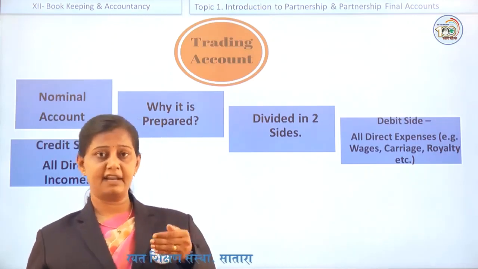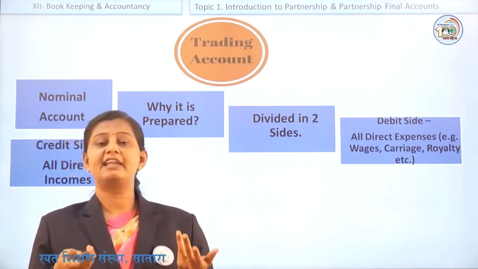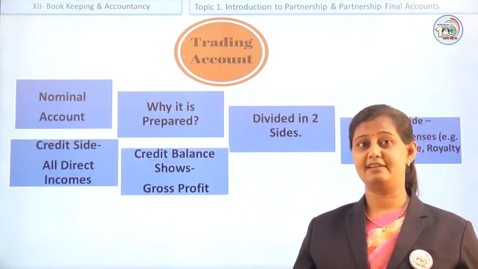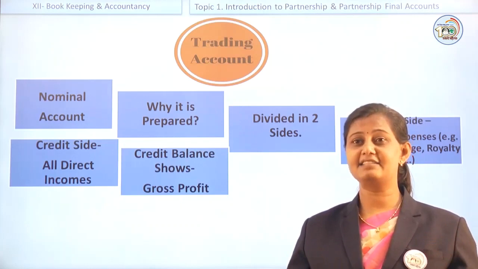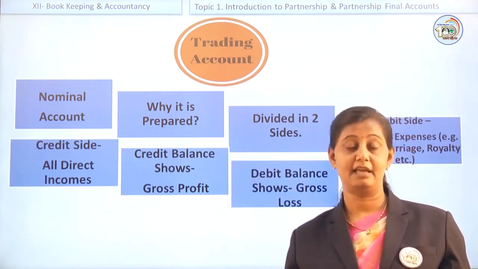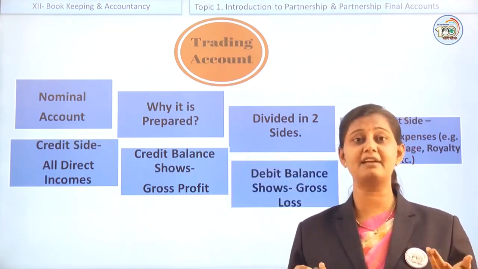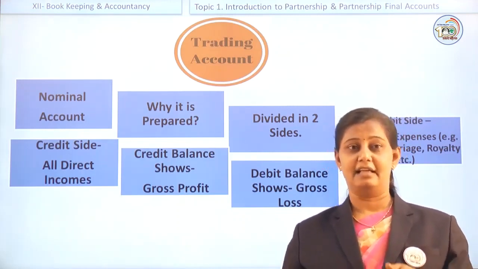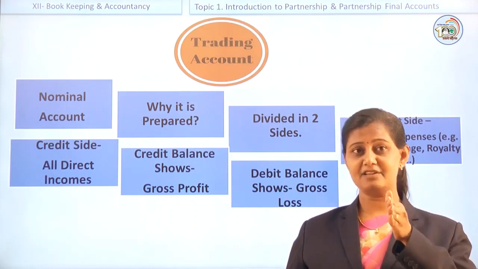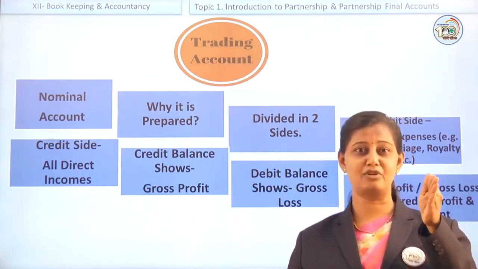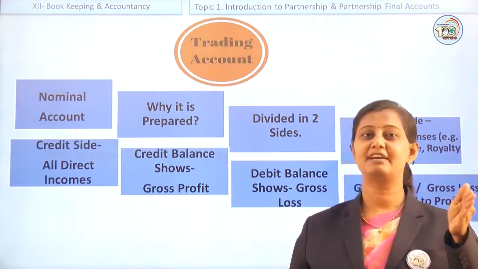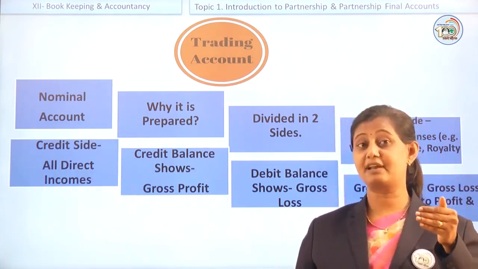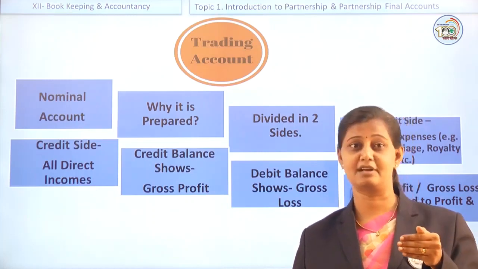In the credit side of trading account, all direct incomes are recorded. If the credit side is more than the debit side, it indicates gross profit. If the debit side of trading account is more than the credit side, it indicates gross loss. Gross profit means credit balance of trading account. Gross loss means debit balance of trading account. Gross profit or gross loss should be transferred to profit and loss account.